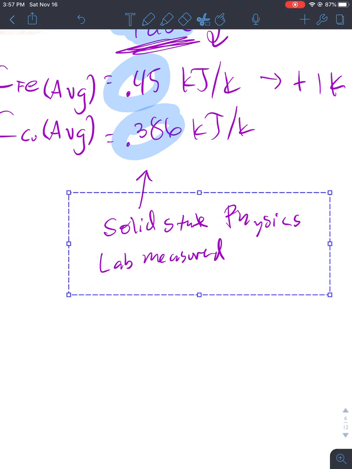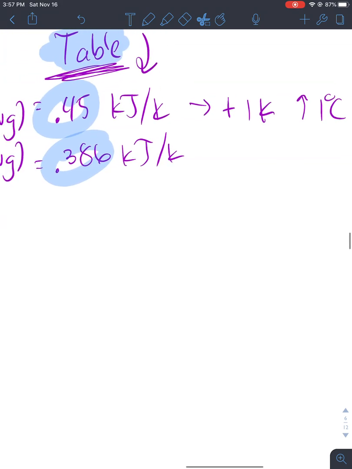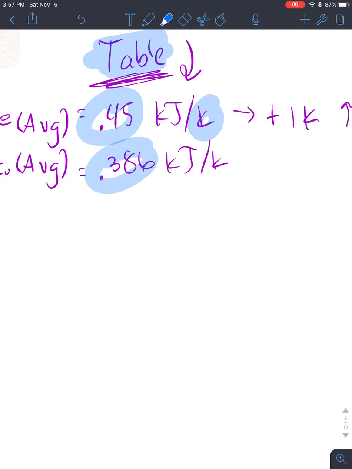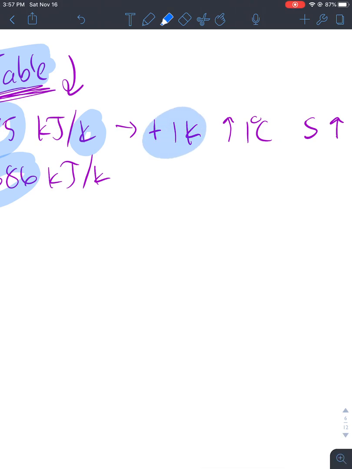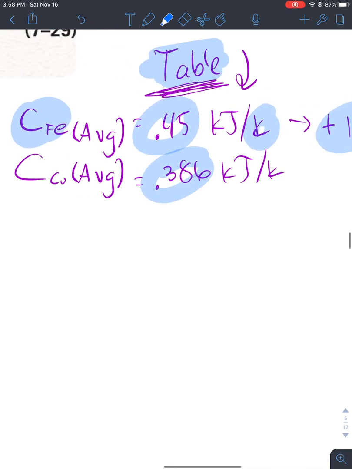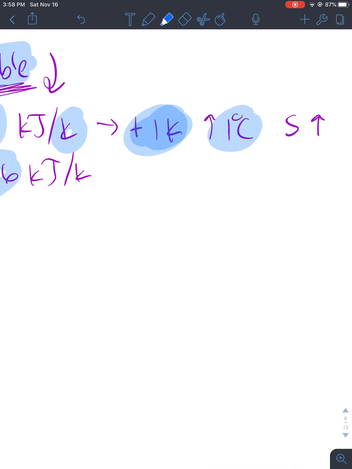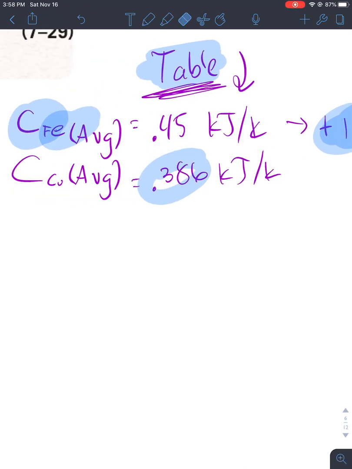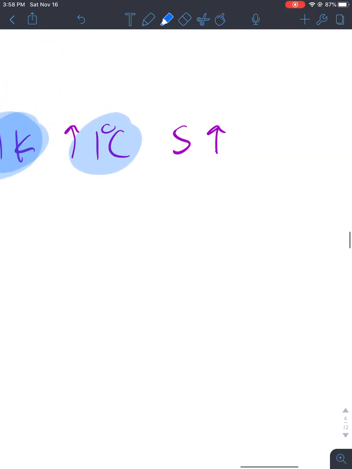I'm going to erase that. So for every Kelvin, the amount of energy. Oh, right. This isn't entropy. This is specific heat capacity. So in order to increase the temperature of the iron object by 1 Kelvin or 1 Celsius, you need to put in 0.45 kilojoules. Hooray. That's it. I messed up. Not entropy.